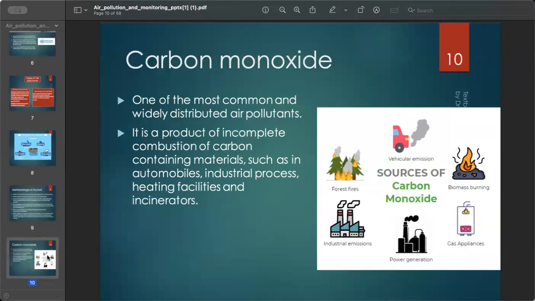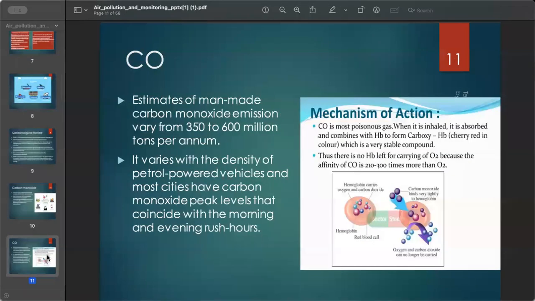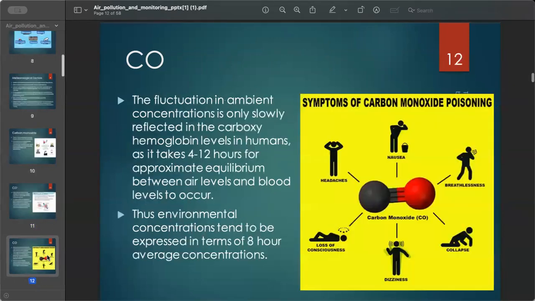Carbon monoxide is one of the most common and widely distributed air pollutants. It is a product of incomplete combustion of carbon containing materials such as in automobiles, industrial process, heating facilities, and incinerators. Estimates of man-made carbon monoxide emission vary from 350 to 600 million tons per annum. It varies with the density of petrol-powered vehicles and most cities have carbon monoxide peak levels that coincide with the morning and evening rush hours.